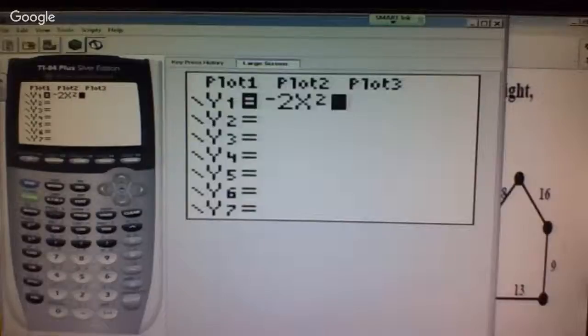Negative 2x squared plus 7x plus 4. Oh no, I brightened it. Oh, okay, thank you. Second down will change the contrast on your picture. You've got to keep hitting second and down.